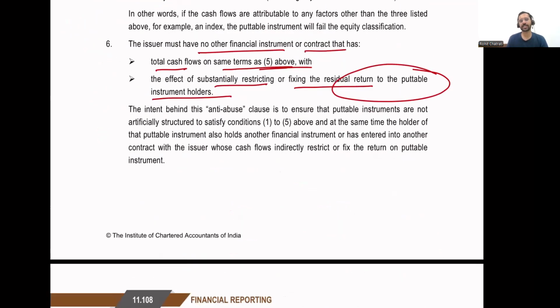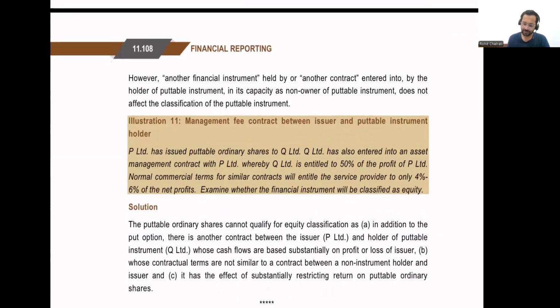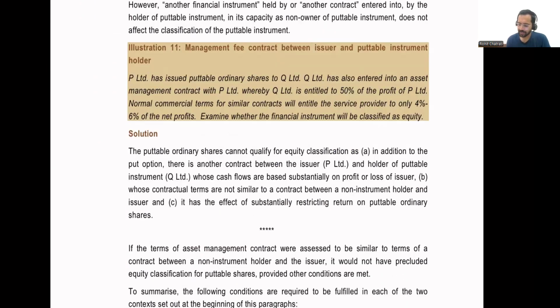And condition number 6, we have illustration number 11. P Limited has issued puttable ordinary shares to Q Limited. Now, in the second sentence, the question is stating that Q Limited has also entered into an asset management contract with P Limited, whereby Q Limited is entitled to 50% of the profit of P Limited.